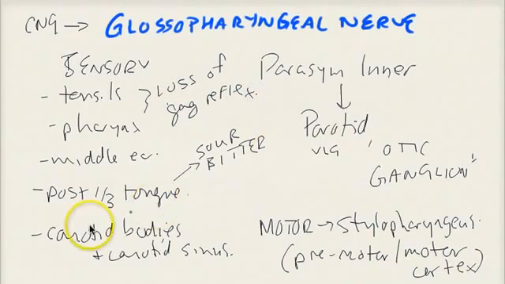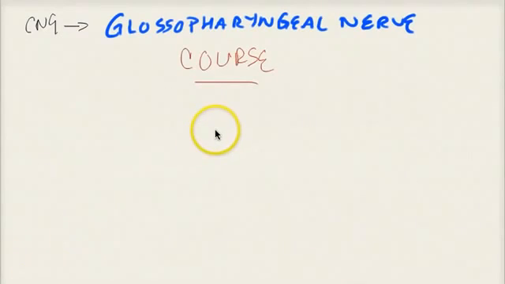Now let's discuss the course of the glossopharyngeal nerve. So the fibers of the glossopharyngeal nerve will leave the rostral medulla's nucleus ambiguus, and they'll travel anteriorly and laterally to exit the medulla. Now, this happens between the olive and the inferior cerebellar peduncle. It emerges from the lateral aspect of the medulla.